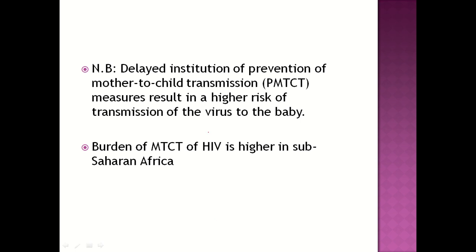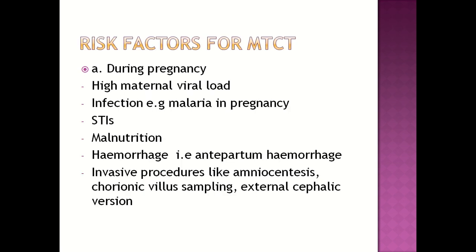So note that delayed institution of prevention of mother-to-child transmission will result in a higher risk of transmission of the virus to the baby. So the burden of mother-to-child transmission of HIV is higher in sub-Saharan Africa. So what are the risk factors for mother-to-child transmission?